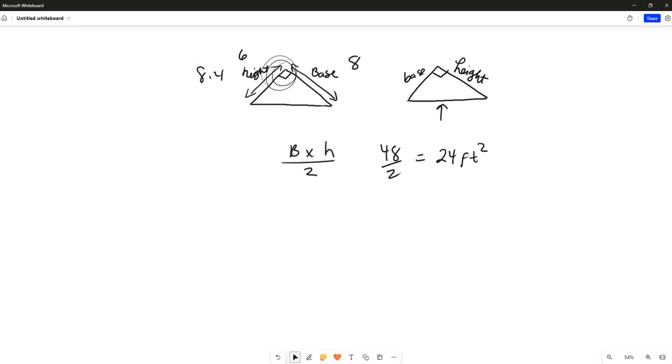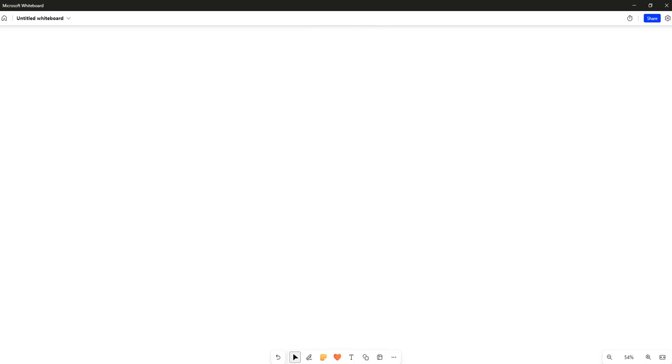All right, let's look at 8.5. Now we have a rectangle with a triangle. All right, so we have this rectangle, and then we have this triangle.